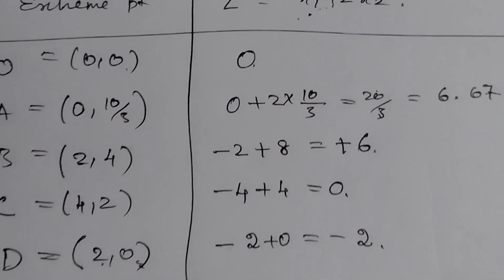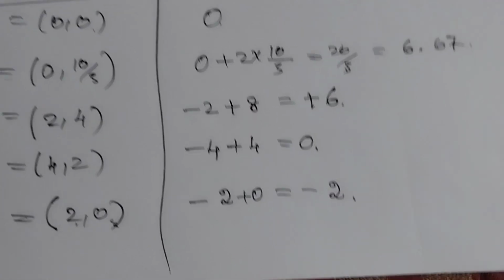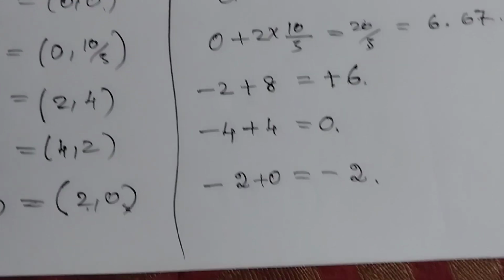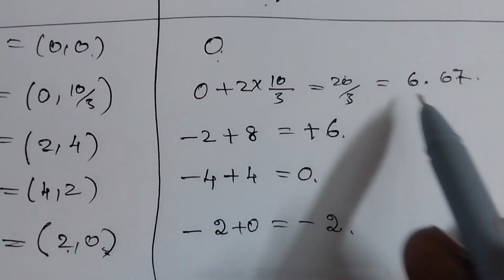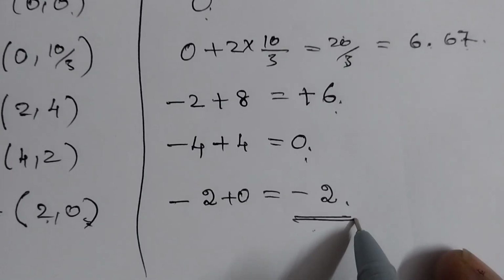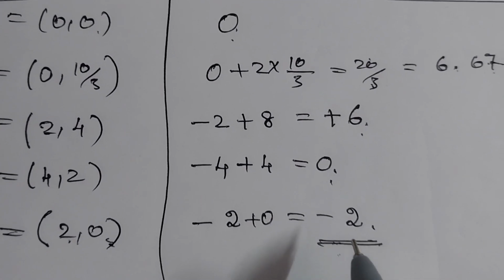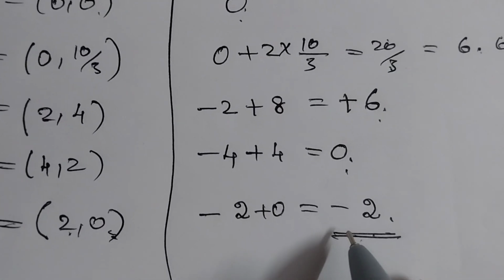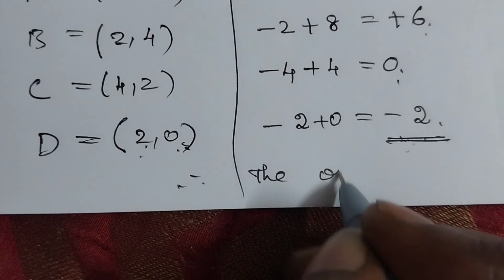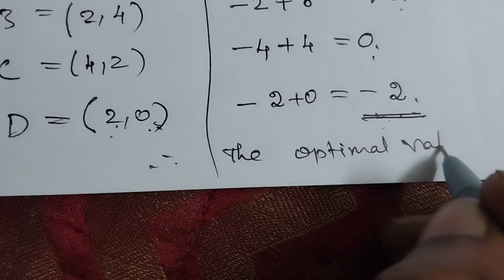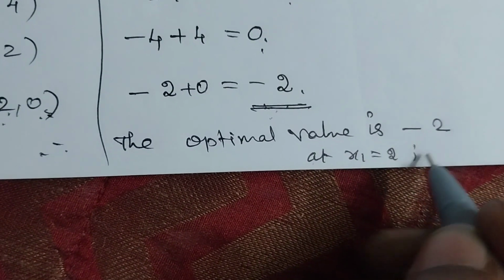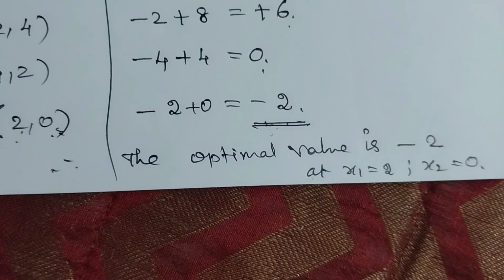In this problem they have asked for a minimum value, so you have to pick the minimum value here. The values are 0, 6.67, 6, 0 and minus 2. Which one is minimum here? Minus 2 is minimum. So the optimum solution is minus 2, at x1 is equal to 2 and x2 equal to 0. Therefore the optimal value is minus 2 at x1 is equal to 2 and x2 equal to 0. So this is our answer. Thank you.